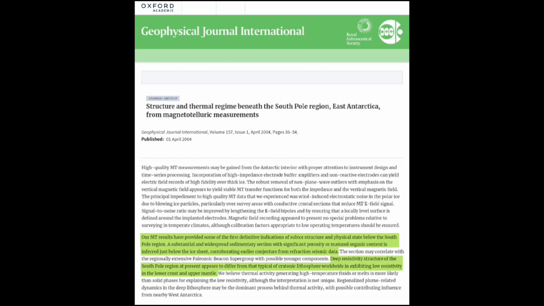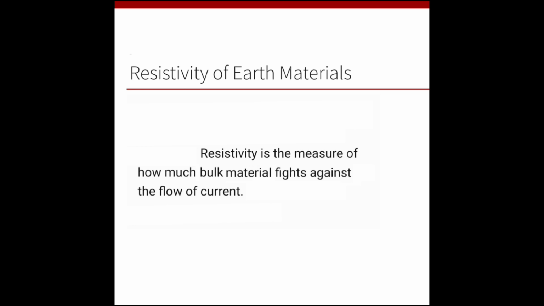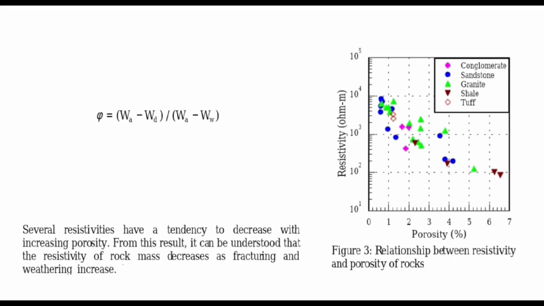Now, again, from a geological standpoint, when you're talking about resistivity, you're talking about rock's ability to not erode, to not wear away, basically not to dissolve. And the porosity of rock basically determines that rock's resistivity. As the porosity increases, the resistivity of that rock also decreases. So in essence, the resistivity of rock decreases as fracturing and weathering increase, as porosity increases.